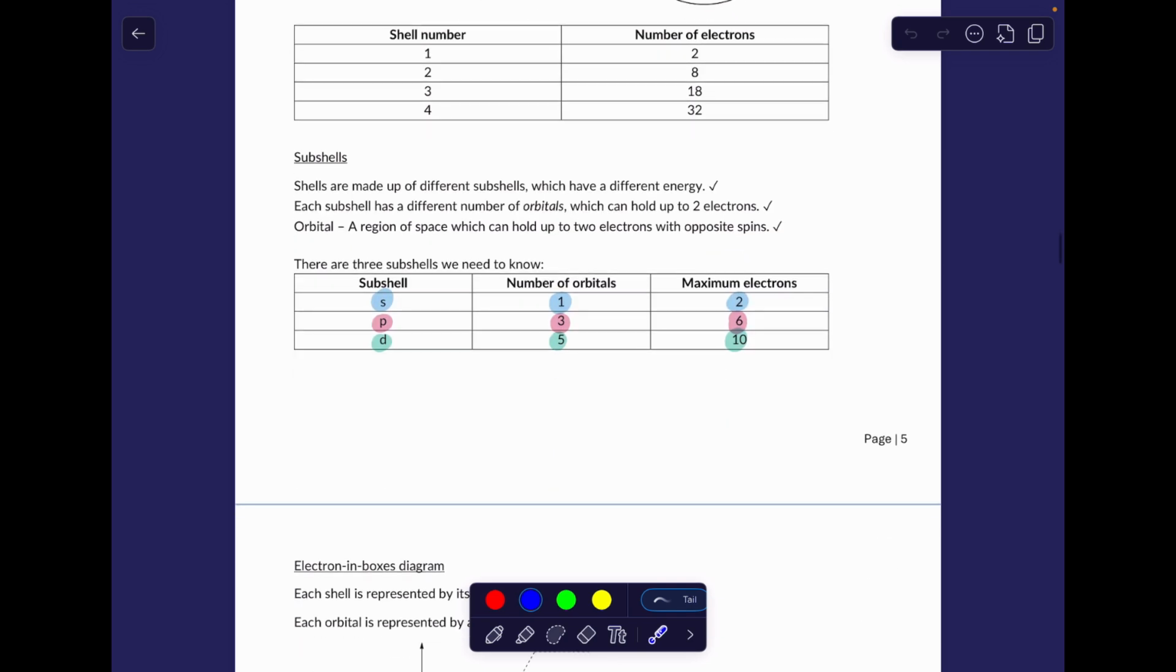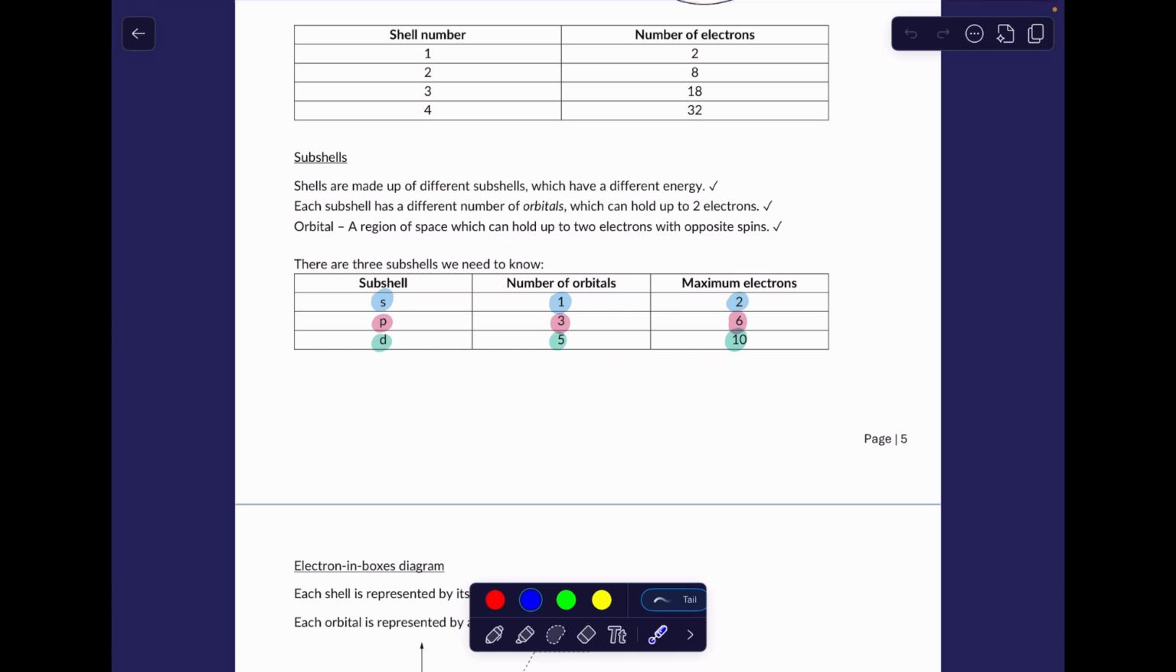Now let's look at subshells. The shells themselves are made up of different subshells which have different energies, and each of those subshells have different orbitals. And in those orbitals, we can have 2 electrons. Now, this just sounds like an awful lot of words, but I'll show you visually what this means in a minute. And an orbital is a region of space which can hold up to 2 electrons with opposite spins. Again, loads of new information that you're not aware of, but I've color-coded it, and this is going to make a bit more sense in the next bit. You might have to rewatch this.